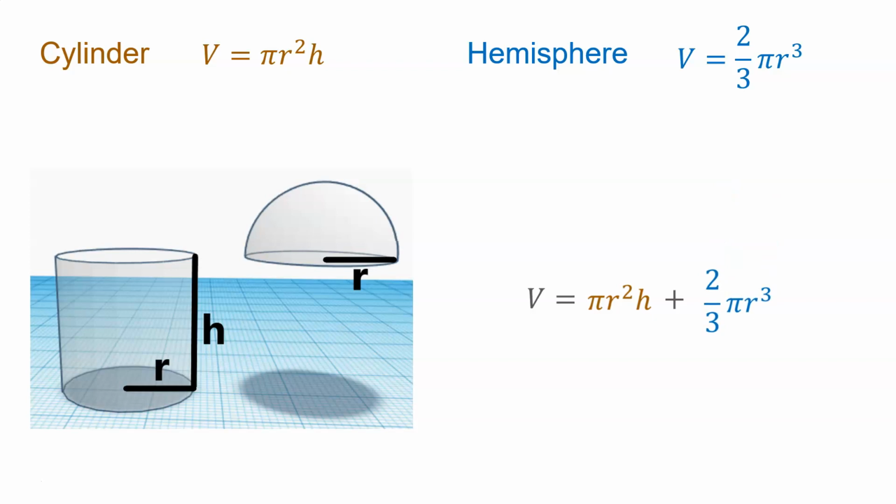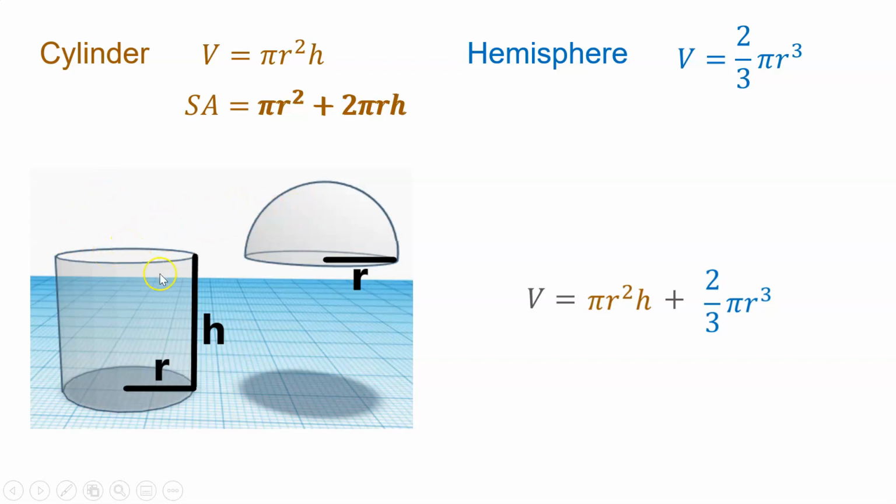For surface area, the cylinder piece of the silo can be found with the formula pi r squared plus 2 pi r h. This formula was created by adding the area of the base to the area of the side of the cylinder. The area of the side of the cylinder can be thought of as a rectangle that has been rolled up, where the height is one dimension and the circumference is the other. We do not need the area on the top of the cylinder because the hemisphere will sit on top of the cylinder.